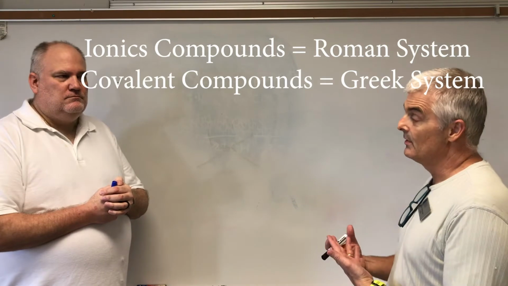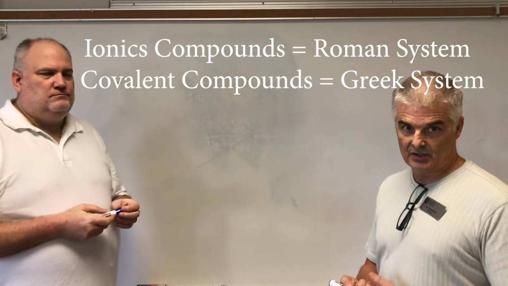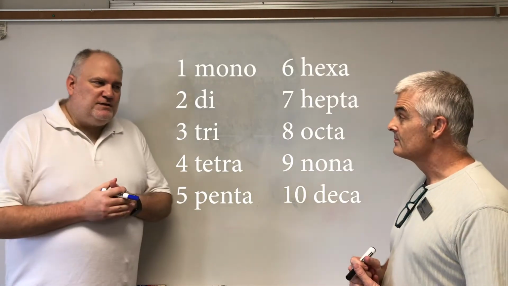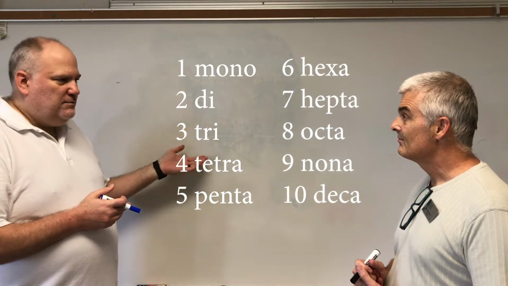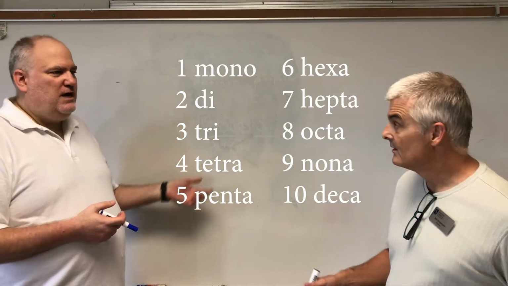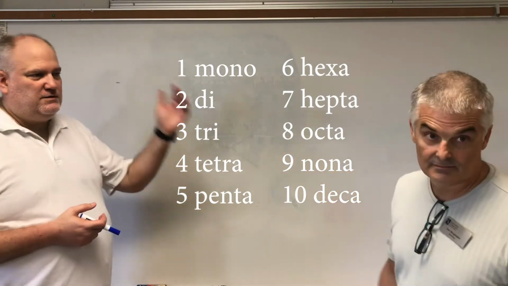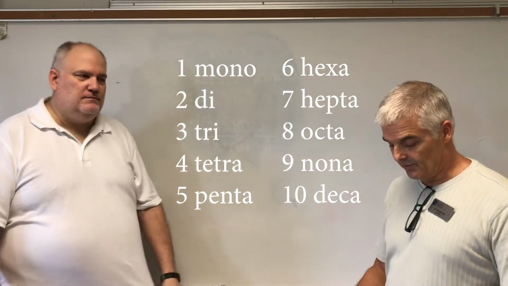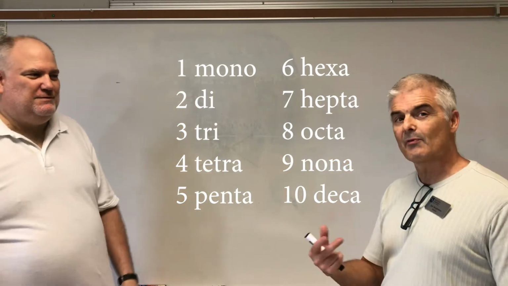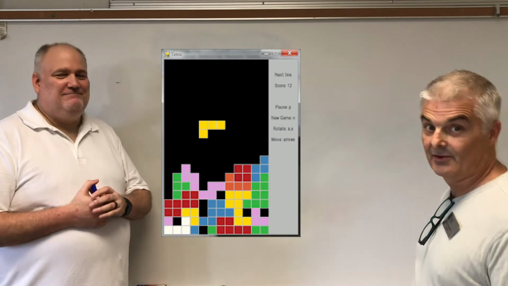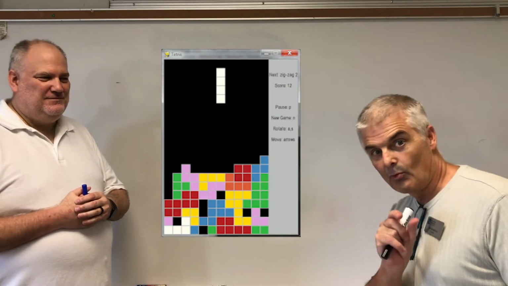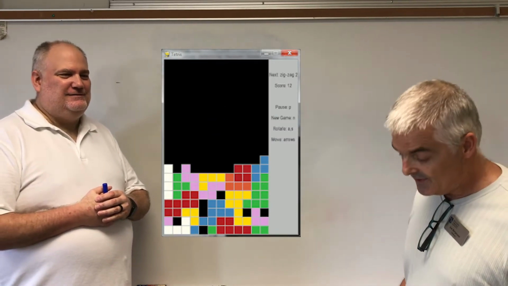And in the Greek system, we have some prefixes that you're going to need to write down in your packet. One of the cool things about these prefixes is they're all ones you've used in math. Mono, di, tri, tetra, penta, hexa, hepta, octa, nona, deca. I think the hardest one is tetra for people, right? 4 is tetra, but if you've ever played the game Tetris, there's always 4 little cubes in the game.